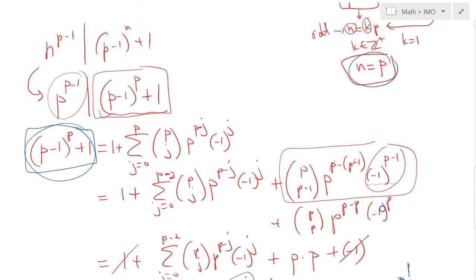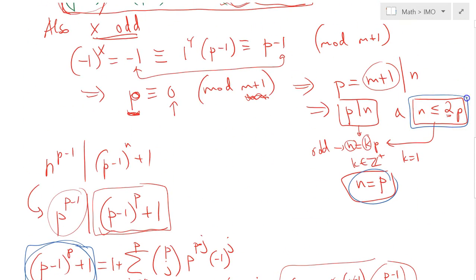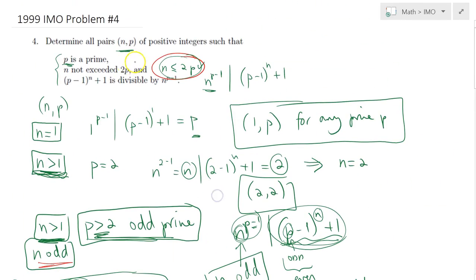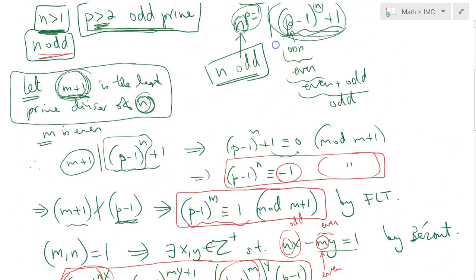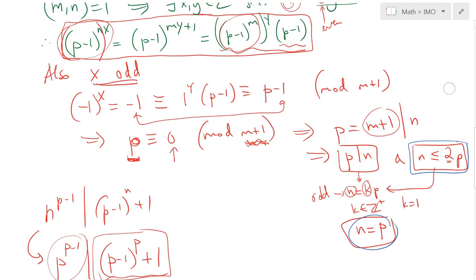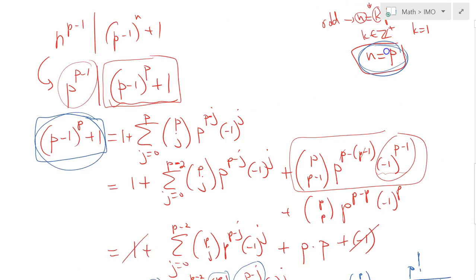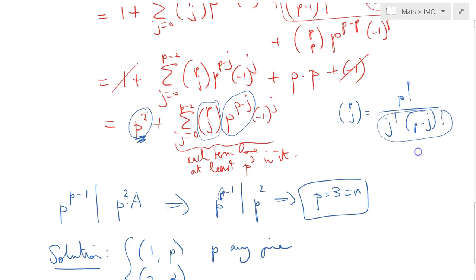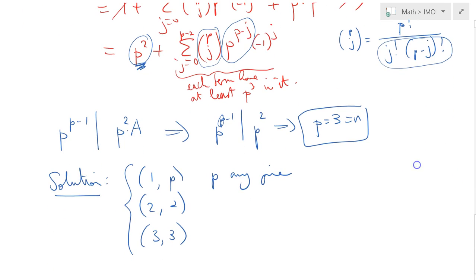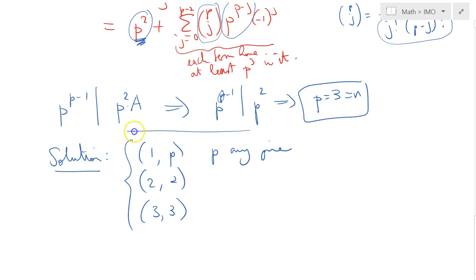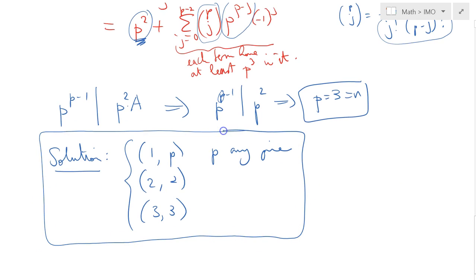Now, notice that we have made use of the second condition here of the problem only once. It turns out that this is a redundant condition. However, it simplifies the problem greatly in establishing that n must be equal to p. If this condition is dropped, the solution will still be the same, except that the question would become significantly harder. It can no longer be a number 4 in an IMO, but rather it would be a number 5 or even a number 6 in an actual IMO. So yeah, that solves the problem, and we are done.